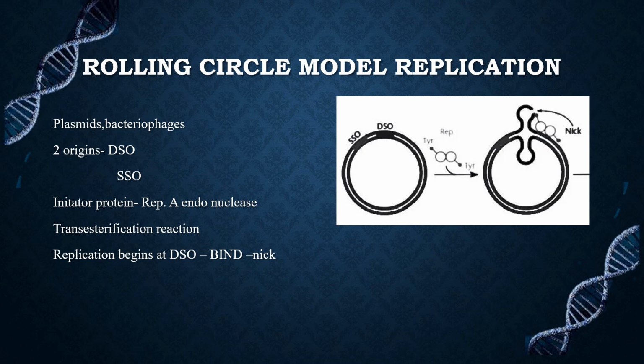First the replication begins at the double strand origin, and the double strand origin contains two sites, bind and nick. Bind is the region where the Rep protein, that is the initiator protein, is recruited, and nick is the region where the Rep protein nicks the DNA.